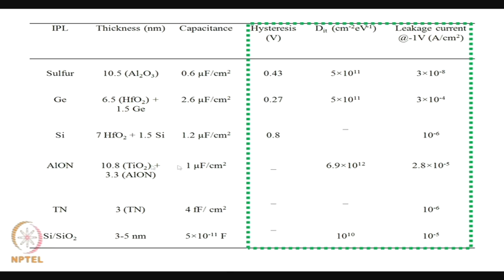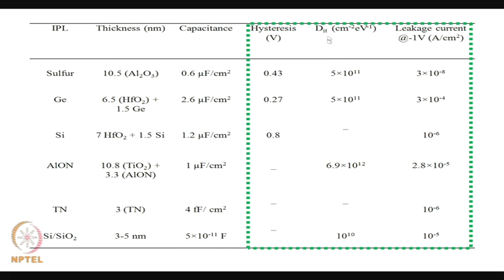Then with aluminum oxynitride it is 2.8 into 10 to the power minus 5, not bad, but even with sulfur it is very much less compared to aluminum oxynitride, and the DIT value, the interface trap density, is 6.9 into 10 to the power 12, which is very high. And with titanium nitride the leakage current is 10 to the power minus 6, and we compare with the Si-SiO2 system, that means Si-SiO2 as a benchmark.